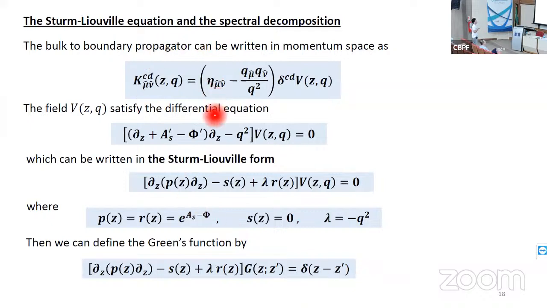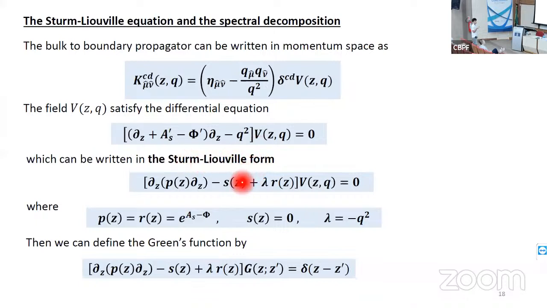Okay, then you take the tensorial part, I mean the Lorentz part, and you can write it in this way because it is transverse, and then you just get only a scalar function for this bulk to boundary propagator. This is a simple ansatz that guarantees the transversality of this object. And then you find this equation for this bulk to boundary propagator that it's interesting to rewrite in this Sturm-Liouville form.